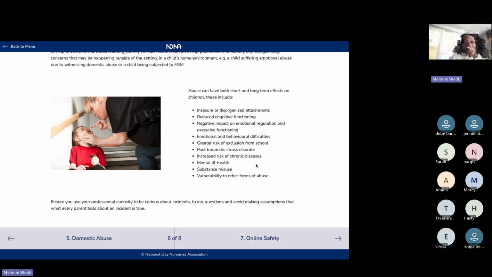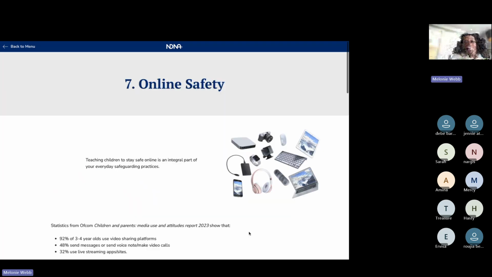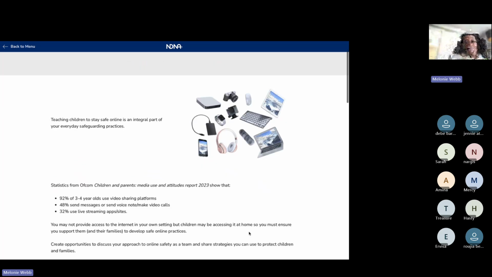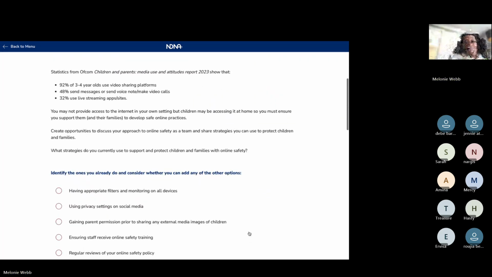We will quickly go through online safety, and then we will do the final quiz for this module. And then I think we're probably going to stretch out the break a little bit, because we need brain breaks. So, teaching children to stay safe online is an integral part of our everyday safeguarding practices.